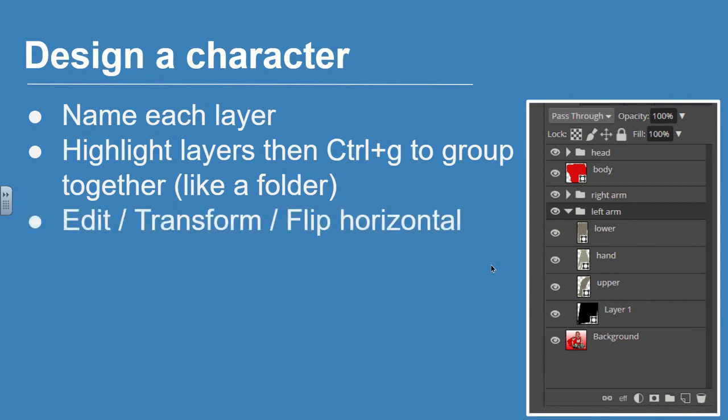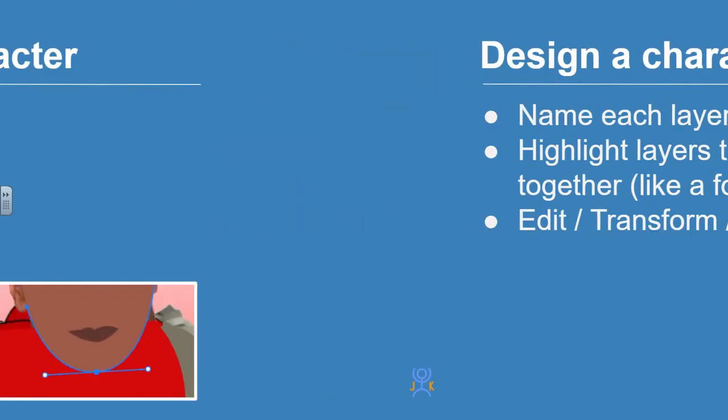Right, also, for example, when I created the left arm, I then copied it and pasted it, so I had 2 left arms. I can then use edit, transform, flip horizontal, and then I've got a left arm and a right arm, which I'll show you in the video.